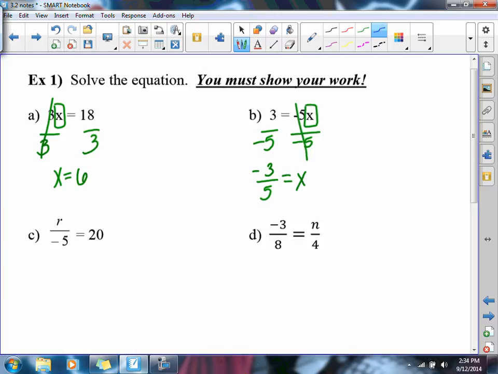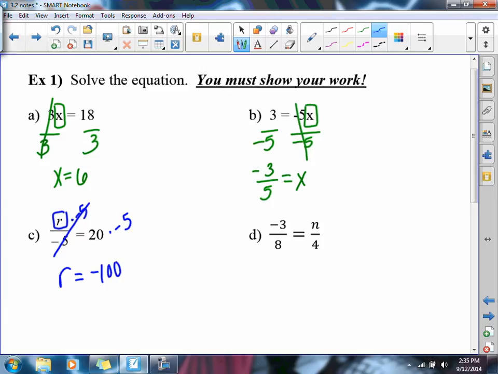Now C and D both have division in them. In part C we have r divided by negative 5 equals 20. I'm trying to solve for r. R is being divided by negative 5, so I'm going to do the opposite and multiply by negative 5 on both sides of my equation. Multiplying by negative 5 and dividing by negative 5 cancel. Then 20 times 5 is 100, and positive times negative is negative 100.